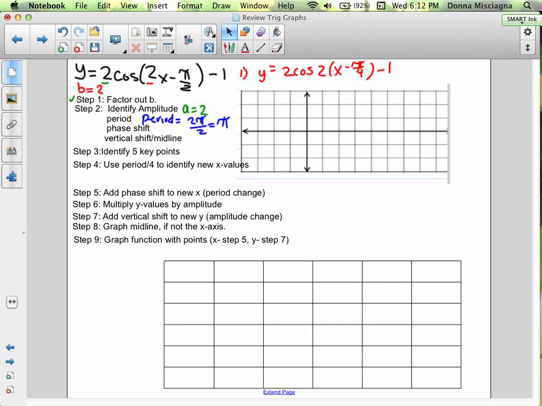Let's go over the phase shift. The phase shift is what's added or subtracted to x when we have b factored out. We see a minus. Remember, minus goes with the equation. So that would be pi fourths to the right. Actually, I'll put right first. Right pi fourths.